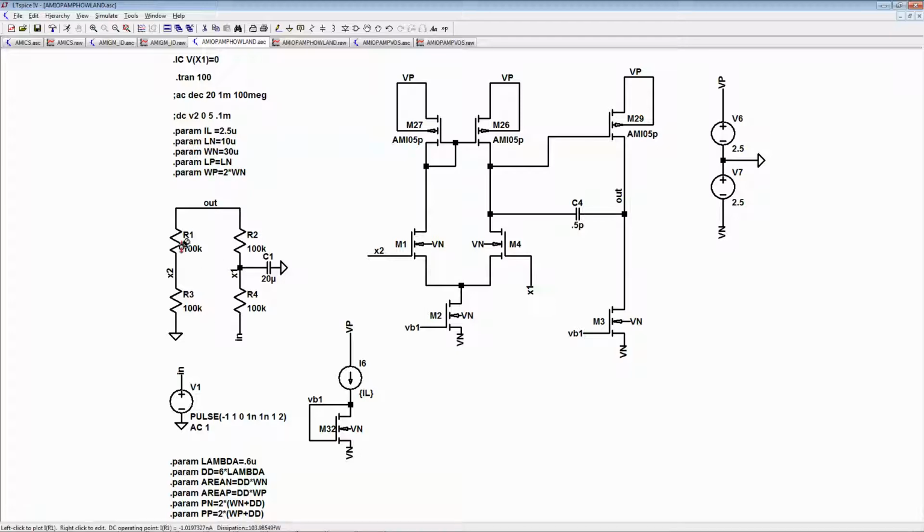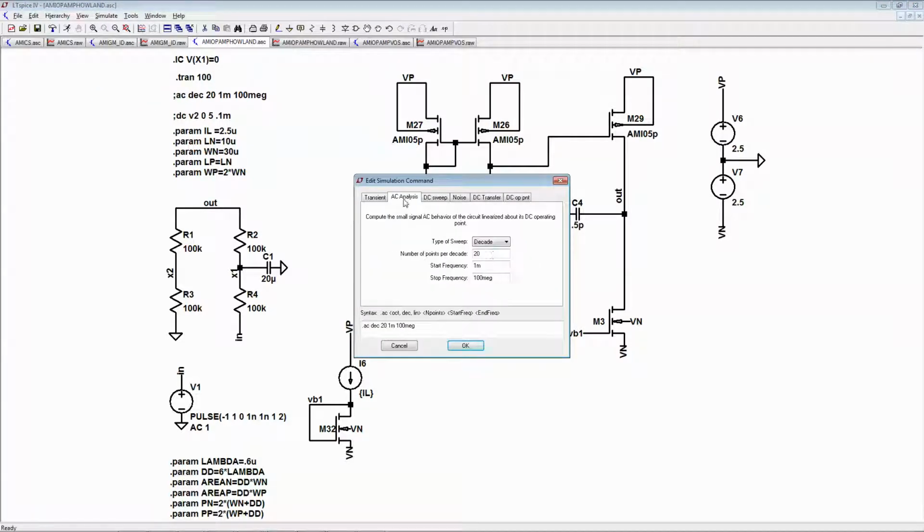And I thought it was a lot easier just to put the Howland current pump in this configuration. X2 is here on the inverting, X1 is on the non-inverting, right? And set up these current sources. The values are all the same, right? But first, let's look at the AC analysis.